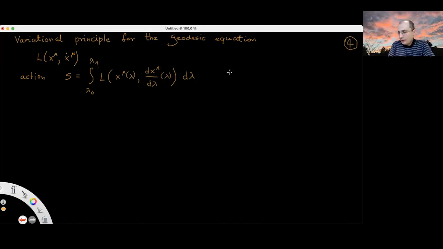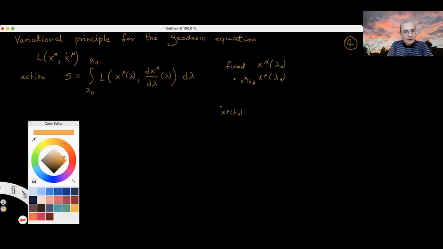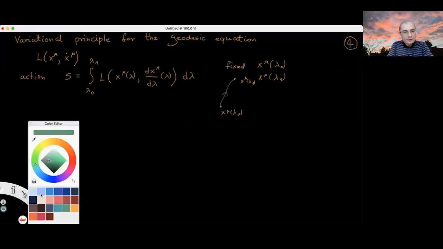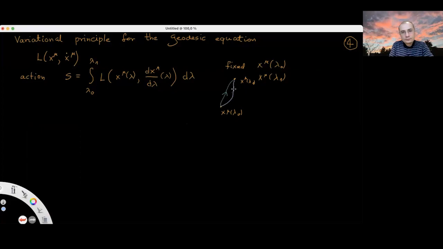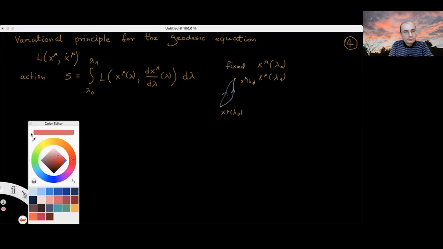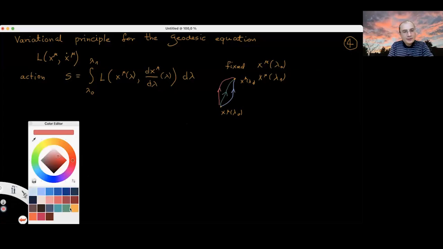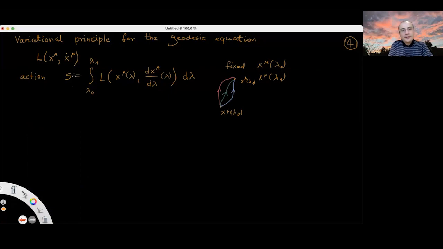And now we assume that we have fixed the initial and final values, x mu of lambda zero and x mu of lambda one. But we allow the midpoints to vary. And we have various possible connecting curves. Let's draw them with different colors. We would like to find the one for which this quantity S takes an extremal value, for example, the largest possible one, or at least it is stationary with respect to small deviations of x mu.